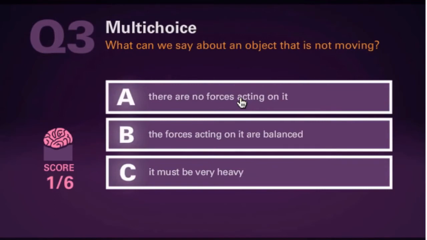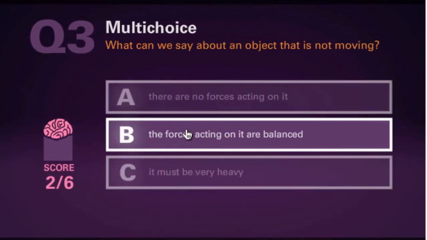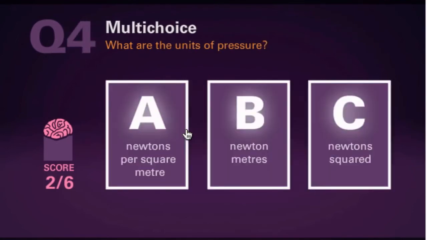Question 3. What can we say about an object that is not moving? A. There are no forces acting on it. B. The forces acting on it are balanced. C. It must be very heavy. Question 4. What are the units of pressure? A. Newtons per square metre. B. Newton metres. C. Newton squared.